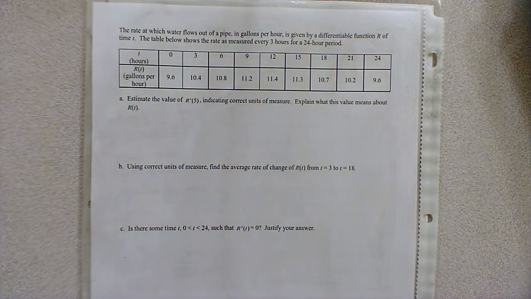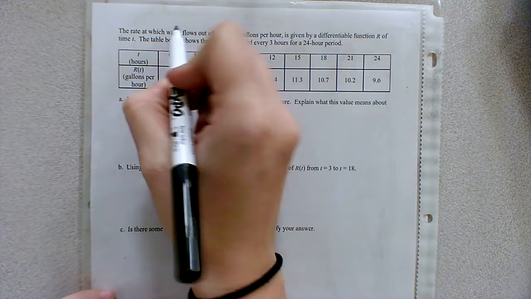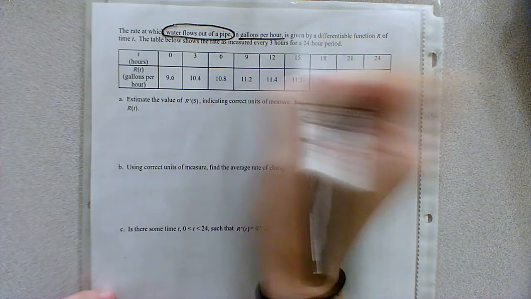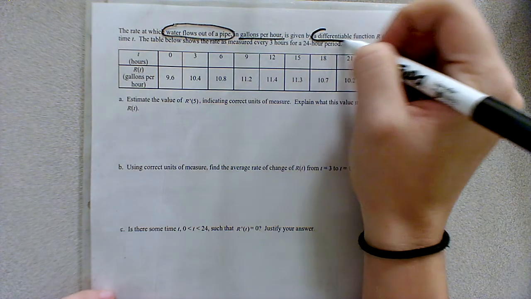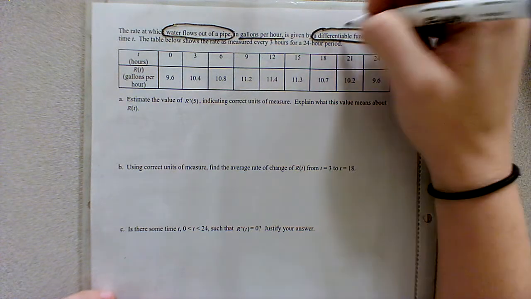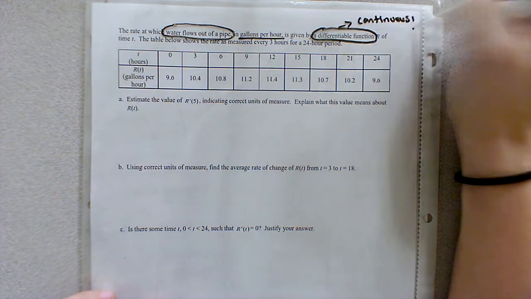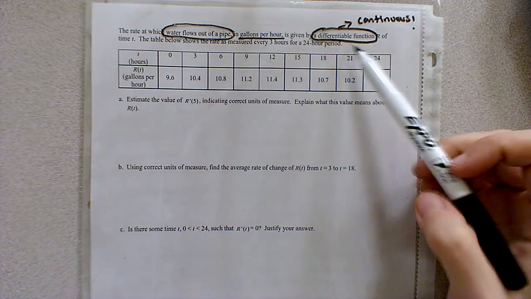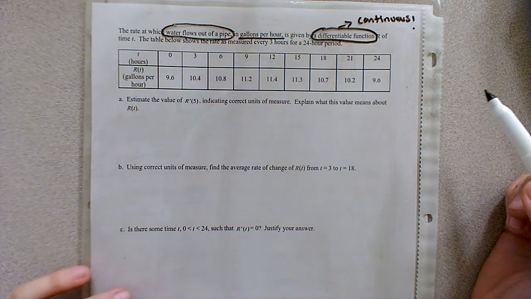All right, so on 290, let's take a look at our first example, a free response type question. The rate at which water flows out of a pipe, in gallons per hour, so they do give us some units, is given by a differentiable function. Since they use the word differentiable, we can also conclude that this function is continuous. So no holes, no jumps, no asymptotes, because continuity is a condition for differentiability.